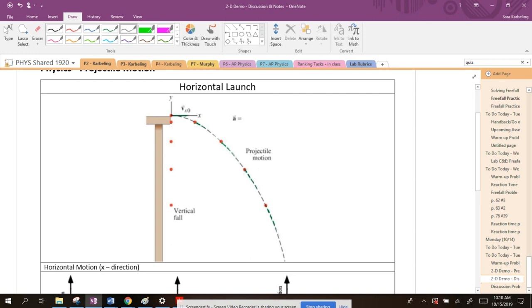So the first thing I want to do is to just write down that is object A, the one that is coming straight down here.